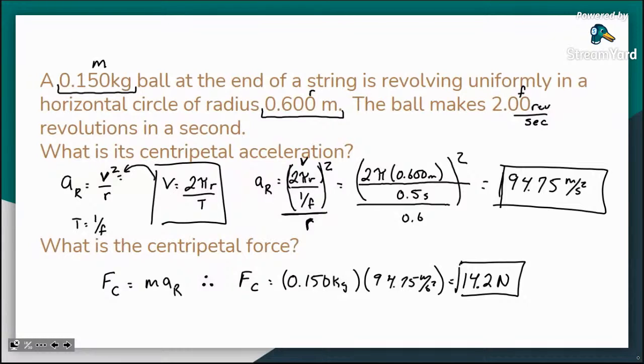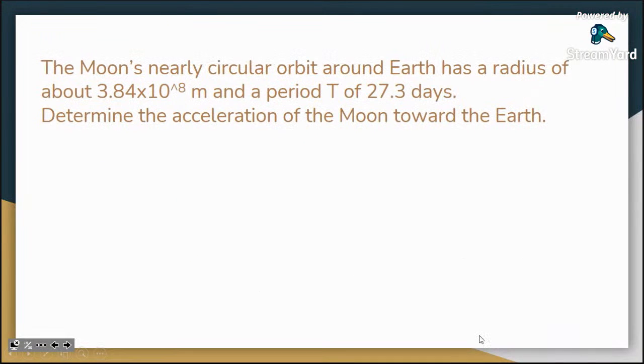So that's an acceleration problem and then a force problem. Let's take a look at another one. The moon's nearly circular orbit around Earth has a radius of about, so it tells me this value is my radius. It has a period of 27.3 days that I'm going to end up having to convert to seconds, and then determine the acceleration of the moon towards the Earth.